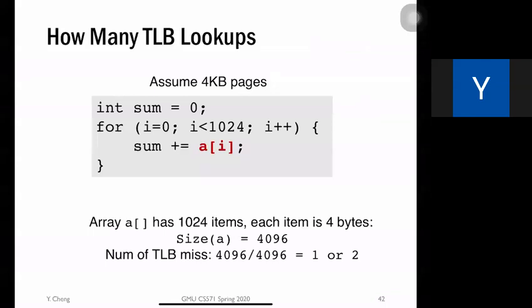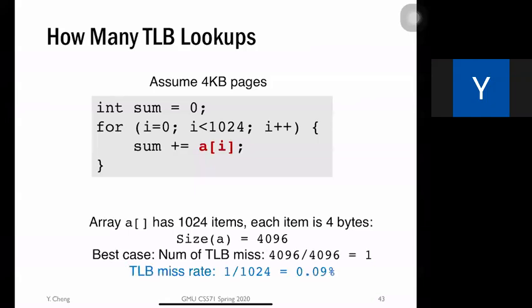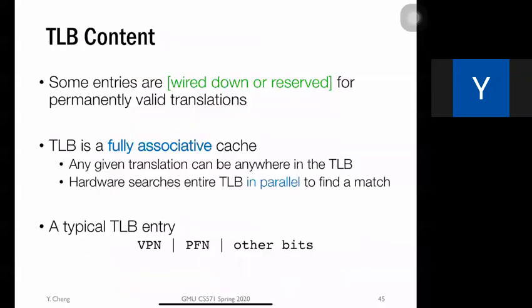So we end up having a total of 2 TLB misses if, and only if, the array is not aligned with the boundary of a 4 KB memory page. So for the TLB miss rate, assuming the best case scenario with only 1 TLB miss, it will be 1 divided by 1024, which gives you 0.09%, which is extremely small. So that effectively means the TLB hit rate is almost 100%, 99.91%.